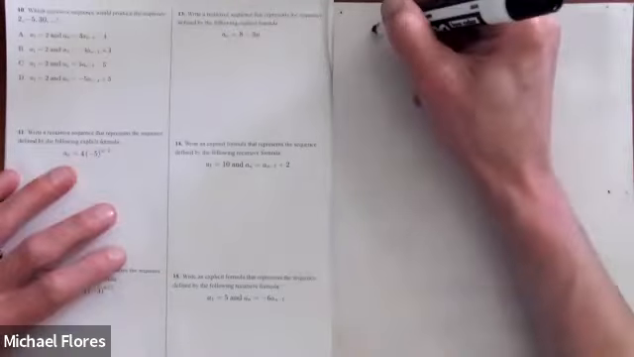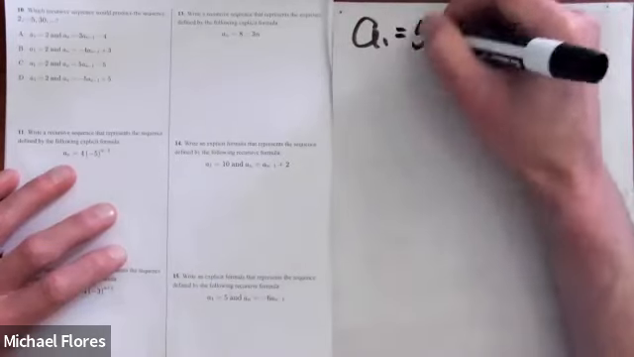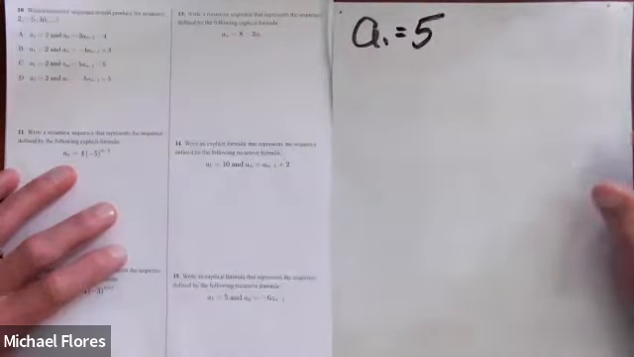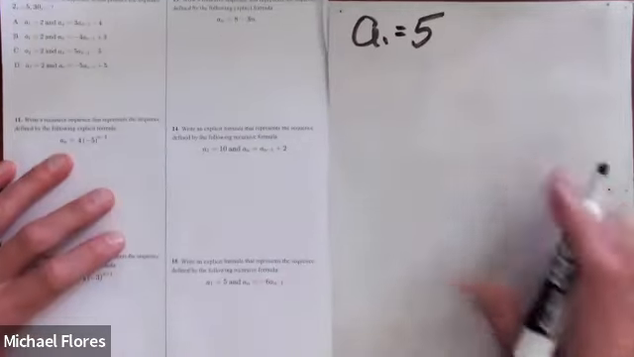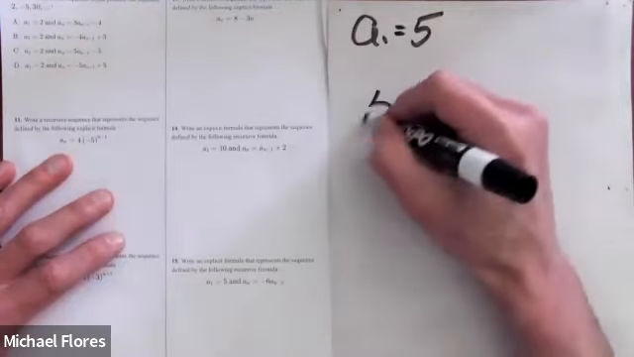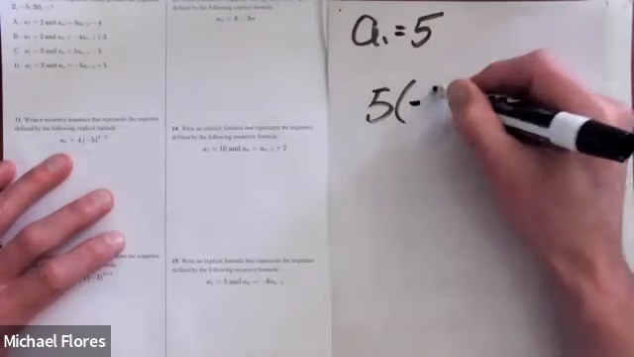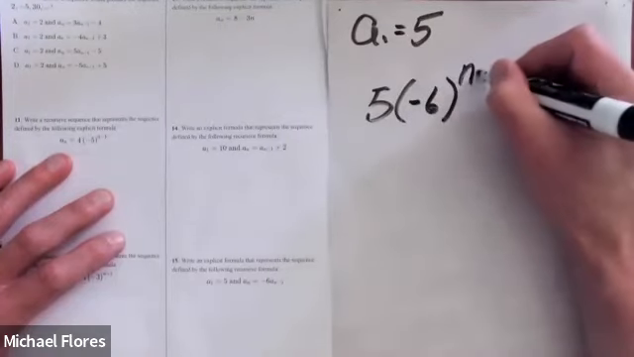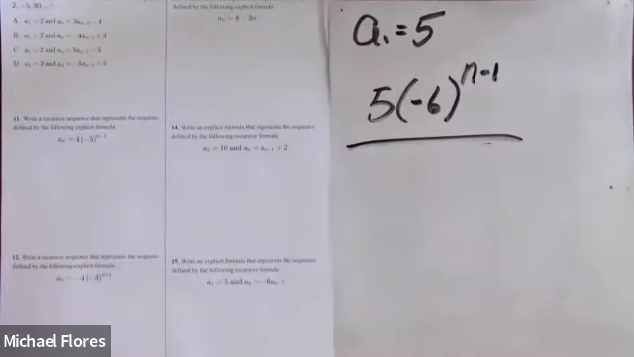This one here, a subscript 1, they tell us it is 5. So if we're going to go from recursive, which it's currently in, to explicit, we could start with the starting term times the ratio, which they tell us, raised to the n minus 1. And now that looks like what we did on day 1 of our notes. Number 16 is very similar. Try that one on your own.